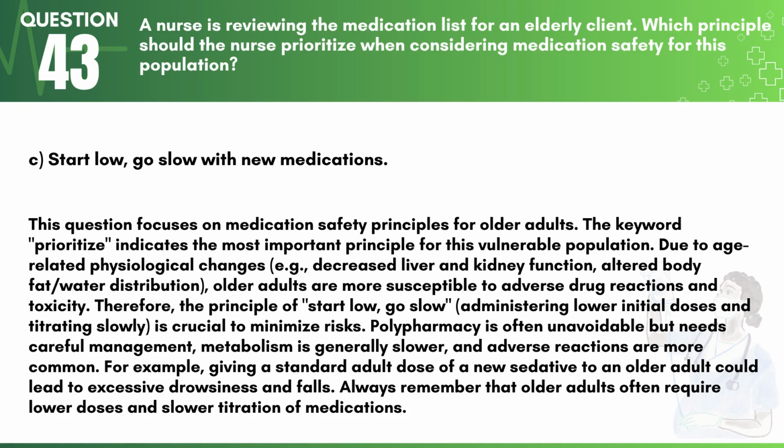Polypharmacy is often unavoidable but needs careful management, metabolism is generally slower, and adverse reactions are more common. For example, giving a standard adult dose of a new sedative to an older adult could lead to excessive drowsiness and falls. Always remember that older adults often require lower doses and slower titration of medications.